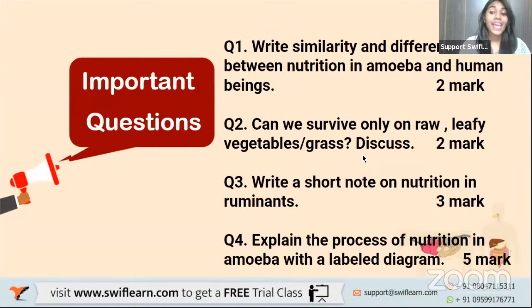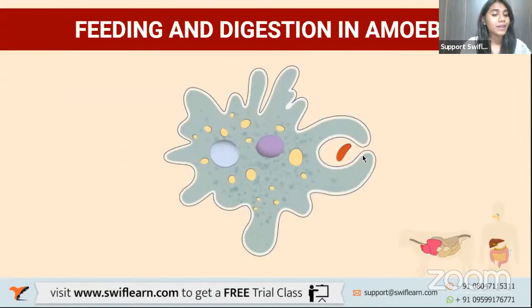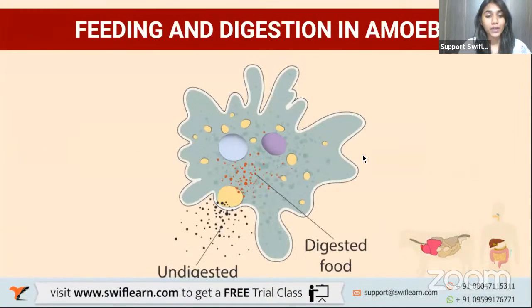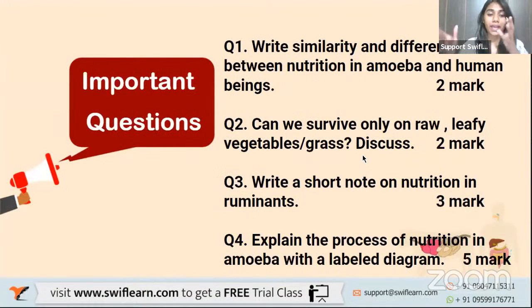Next question, explain the process of nutrition in amoeba with a labeled diagram. So this is the diagram that you will draw. You will draw two diagrams: one of the amoeba seeing a food, then pseudopodia coming and covering the food, and then make sure that you draw the food vacuole. Then you can explain that the food vacuole produces enzymes that will digest the food, and then it is utilized, and the undigested food is thrown out of the body.